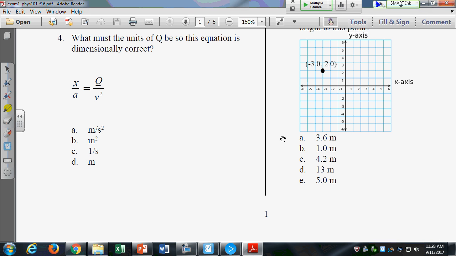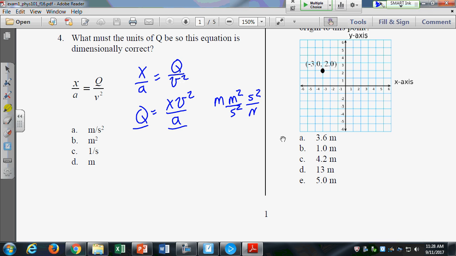In fact, let me show you. This is probably a simpler way for you to think about it. I have x over a equals q over v squared. I'm just going to solve this for q. I want to know the units of q. If I solve it for q, that's x v squared over a. And whatever the units of this side will equal the units of Q. And so that's going to be meters, meters squared per second squared, and seconds squared over meters. That's our acceleration flipped. So it's going to be meters squared.